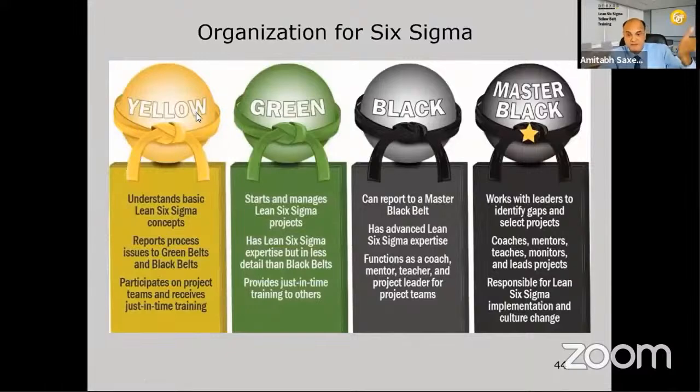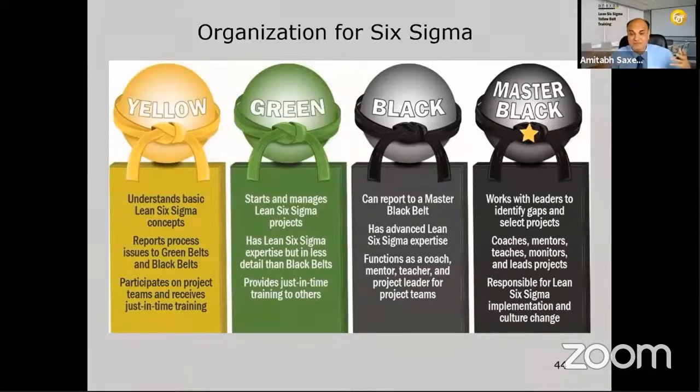But first, let us have a look at who is a yellow belt. A yellow belt understands the basics of Lean Six Sigma, but he can't do a project because you have not practiced those tools. You have just listened. A green belt has practiced those tools, with hands-on experience. When I conduct a green belt and black belt training program, we make you do a project in the classroom, and then we apply all the tools and techniques to that particular project.